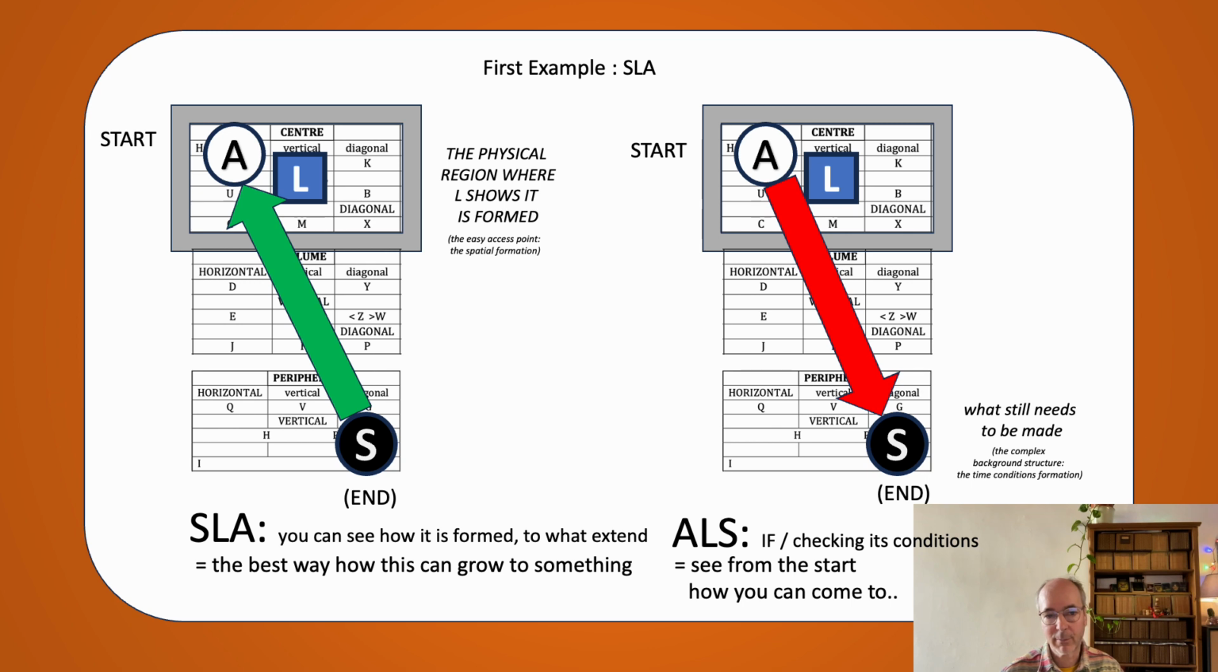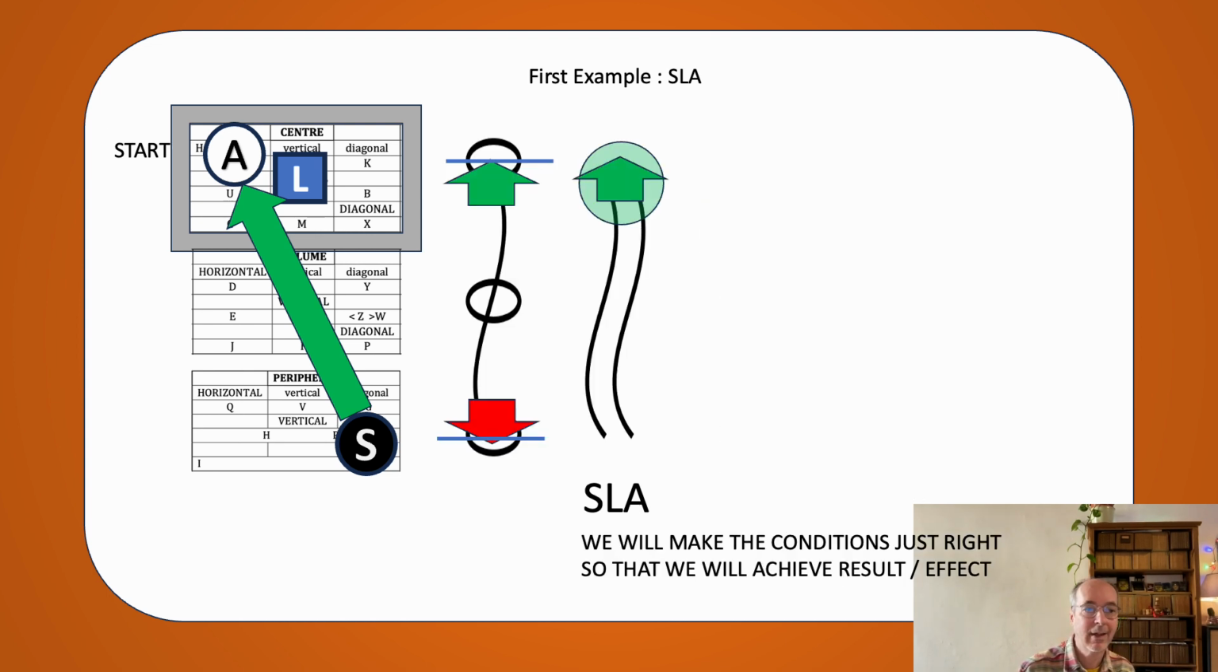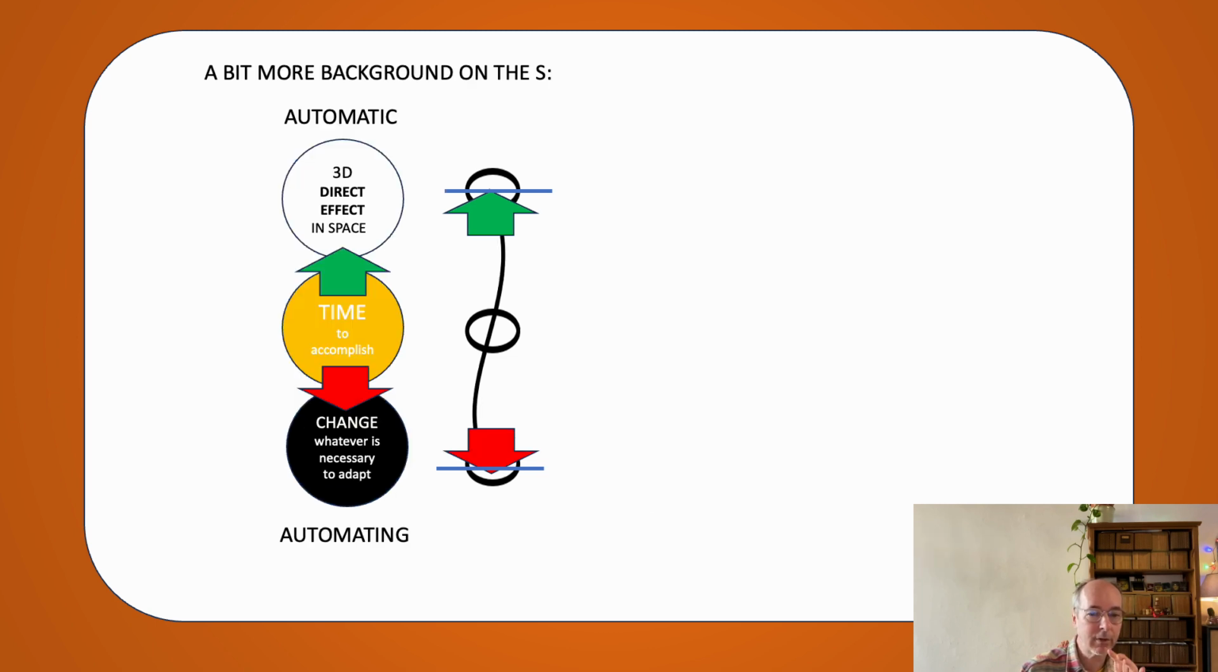So it sees from the start, even before it can make something. That's the association that you can make from simply analyzing the background structure. With SLA, it is making the condition just that way that we will achieve a result in the physical conditions. That's something in the background that you can make from it.